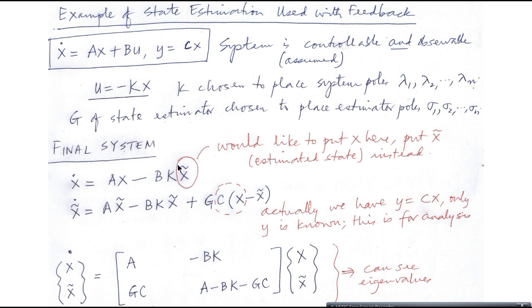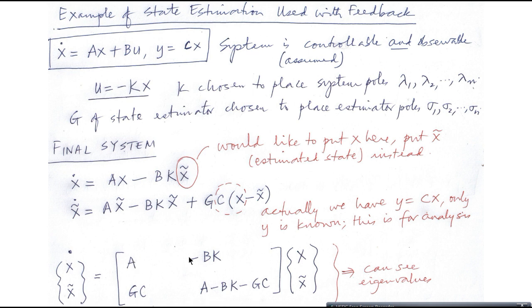And now over here the estimator equation is x tilde dot is equal to ax tilde minus bkx tilde. Remember that the input has to be the same, and where we had g y minus y tilde, we now have g c x minus x tilde, right? So this is for our analysis. In reality, this cx will be replaced with y, which is a measurement from that system in application. And then when we look at this system here, it's in first order form.